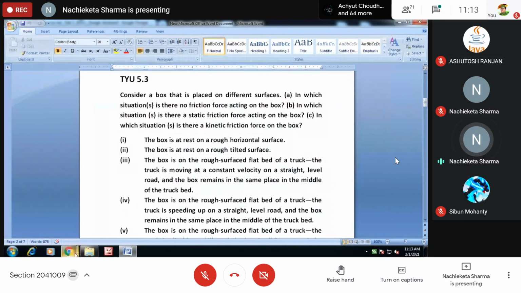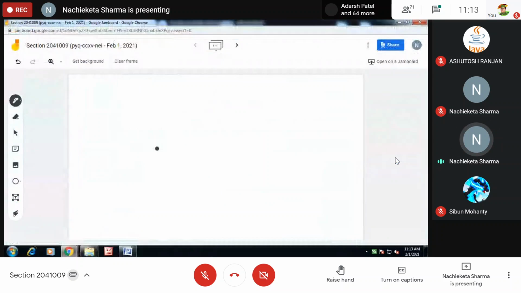Okay, so how are we going to find out this problem? Let us say that this is the truck's back side of the carriage. This is the rough surface, and the box is at the middle. And the truck is moving with constant velocity. So V is equal to constant. So both the direction and magnitude are constant, because constant vector means the vector has fixed direction and fixed magnitude.